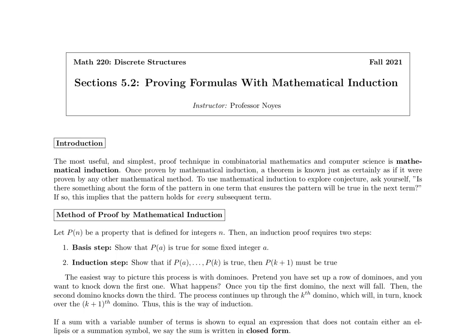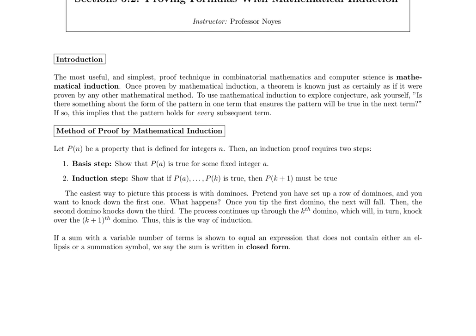To use mathematical induction to explore a conjecture, you ask yourself, is there something about the form of the pattern in one term that ensures the pattern will be true in the next term? If so, this implies that the pattern holds for every subsequent term. So how does this work?